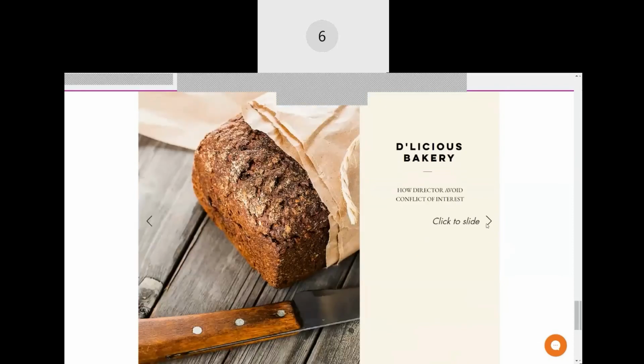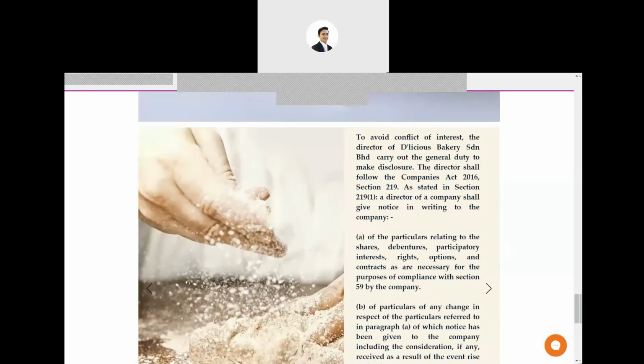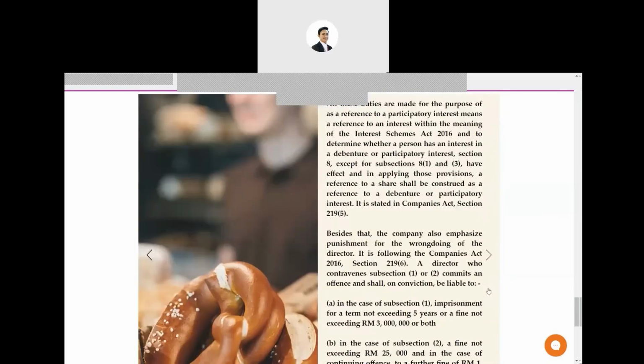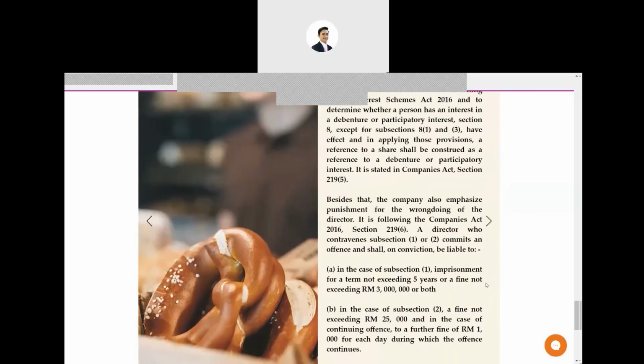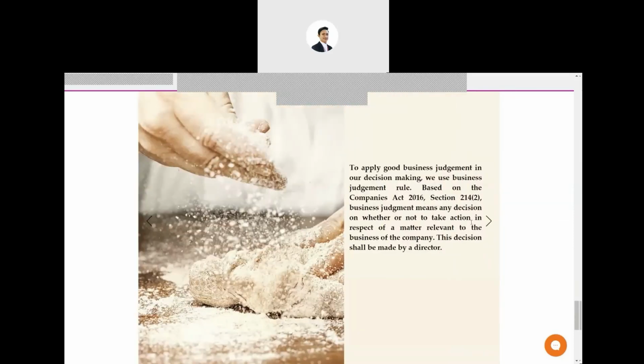Next, how the director avoids conflict of interest. To avoid conflict of interest, the director shall follow the Companies Act 2016 Section 219. Besides that, the company also emphasizes punishment. There are two punishments, following the Companies Act 2016 Section 219 subsection 6. As for the business judgment in decision making, our company uses the business judgment rule. It is based on the Companies Act 2016 Section 214 subsection 2.